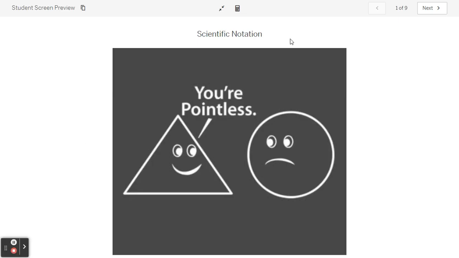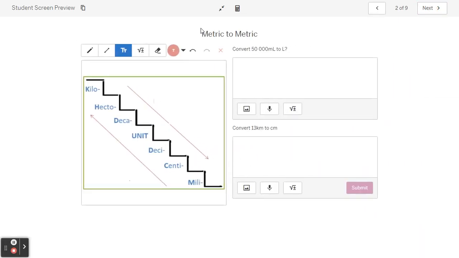Lesson on scientific notation. Let's start with reviewing the metric system. The metric system is an excellent example of exponents, but also it's very convenient for us to use because everything is base 10 and we can convert from one unit to another very easily.